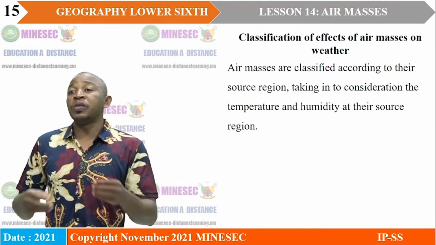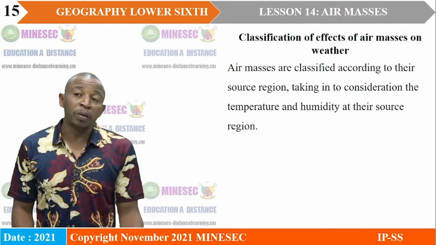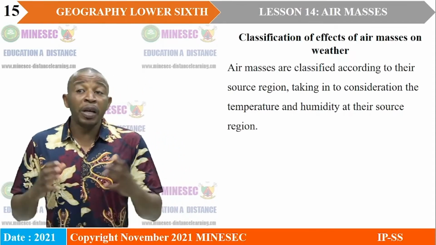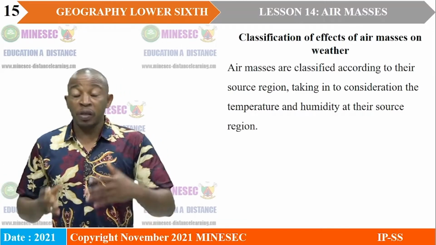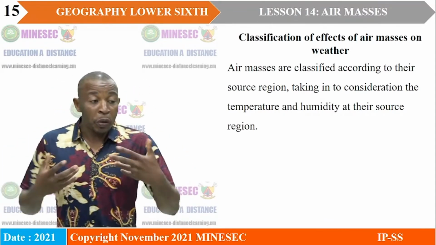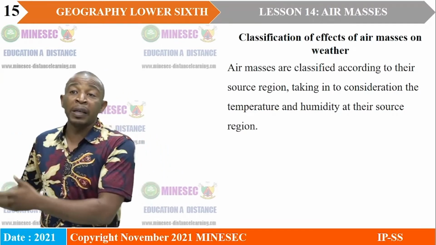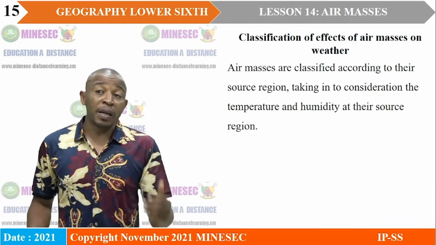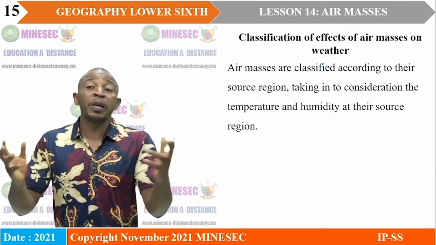If the source region is humid, like in the humid tropics, of course the air mass is going to be humid as well. But if the area is not humid or less humid, of course the air mass is going to be very dry. If the temperature of such an area, as we already said, is low, then the air mass too is going to have low temperature, it's going to be cold. Of course, if it is cold and it is less humid, it's going to be described as cold and dry. So, basing on this, we can classify air masses as cold and dry. We can classify them as warm and moist, based on the source region.